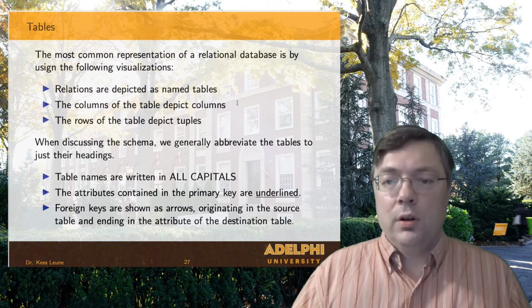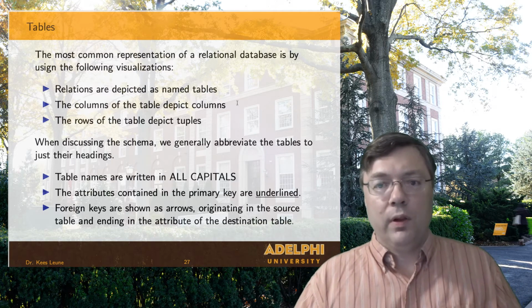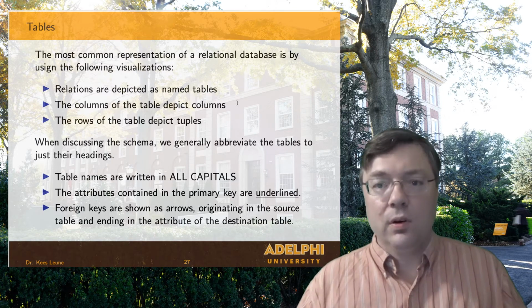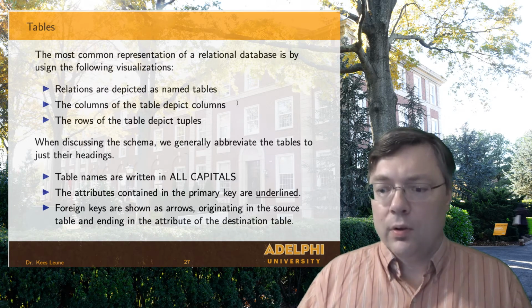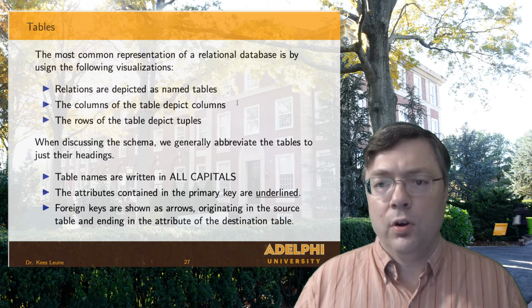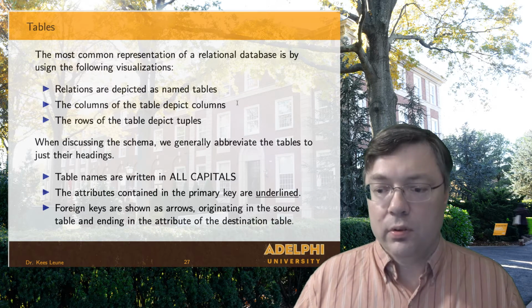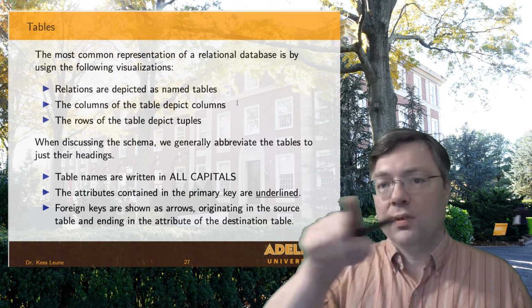As we start working on this, what we'll find is that table names by convention are often written in all uppercase, so that it's easy to recognize. If I start drawing them out, I typically try to underline all the attributes that are part of the primary key of that relation. And if I have foreign keys between relations, I'll draw them as an arrow.